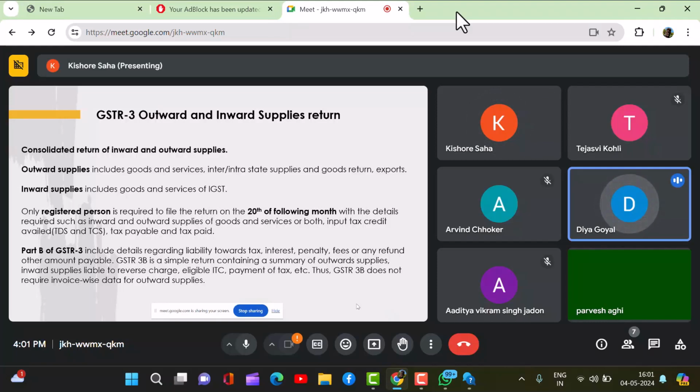GSTR 3B includes details regarding liability towards tax, interest, penalty, fees, or any refund or other amount payable. GSTR 3B is a simple return containing a summary of outward supplies, inward supplies liable to reverse charge, eligible ITC, payment of tax, etc. Next question.